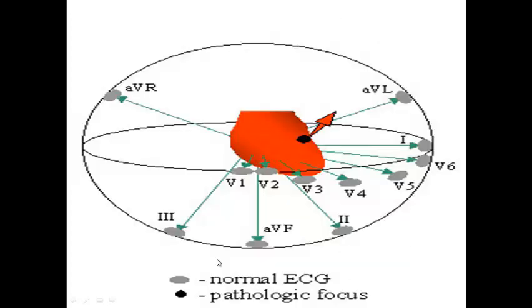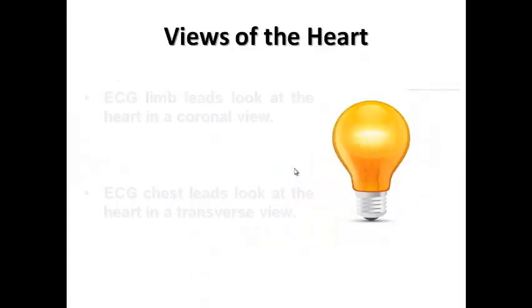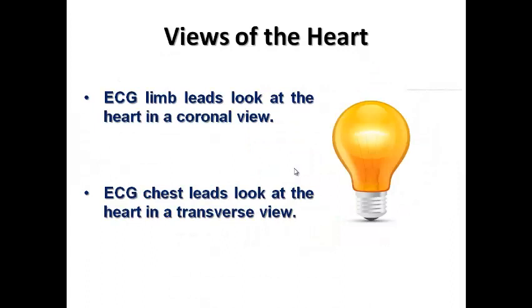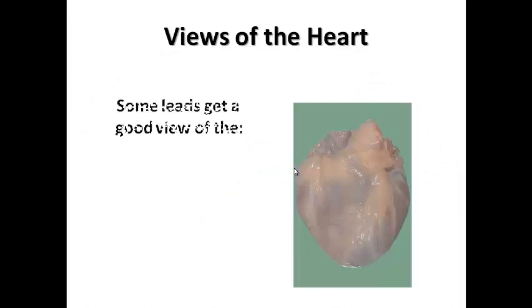So as we see here, limb leads see the heart from a frontal plane like a coronal section, and chest leads see the heart from a transverse section like a bird's-eye view, seeing the heart from above. So ECG limb leads are in a coronal view and chest leads are in a transverse view.